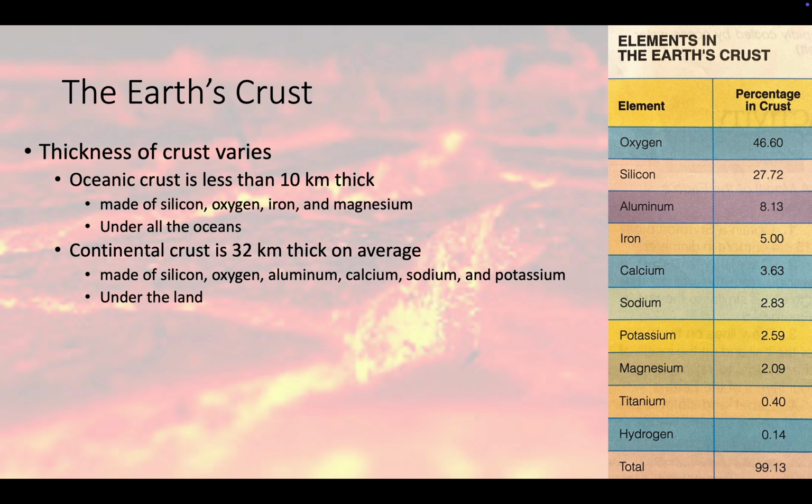Continental crust is going to be thicker because it's staying above water. It's typically 32 kilometers thick on average, so it could be more or less. It's made of silicon, oxygen, aluminum, calcium, sodium, and potassium. And it is under all the landforms; it includes the continents, the land. And this just shows the percentage in the crust of all the different elements.